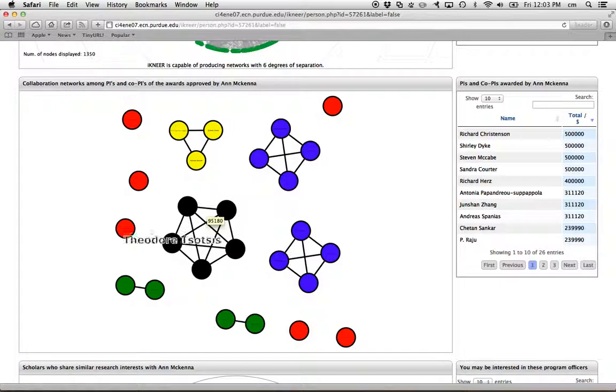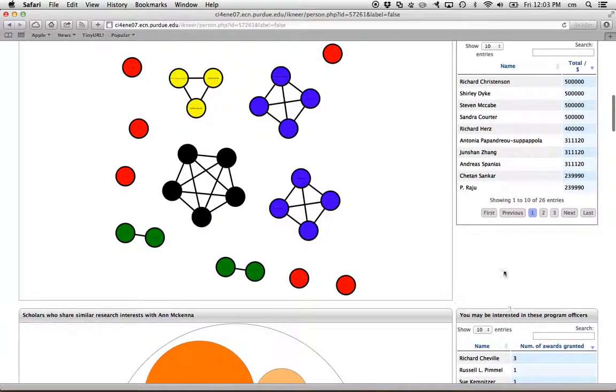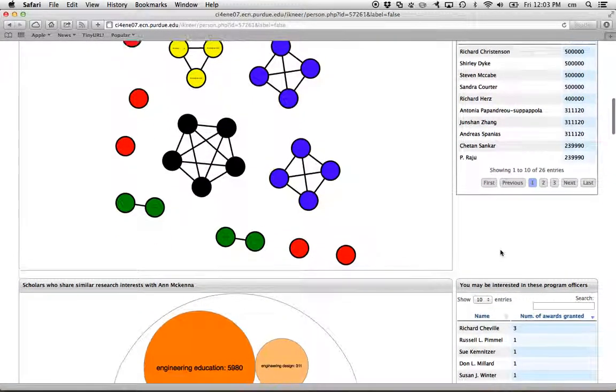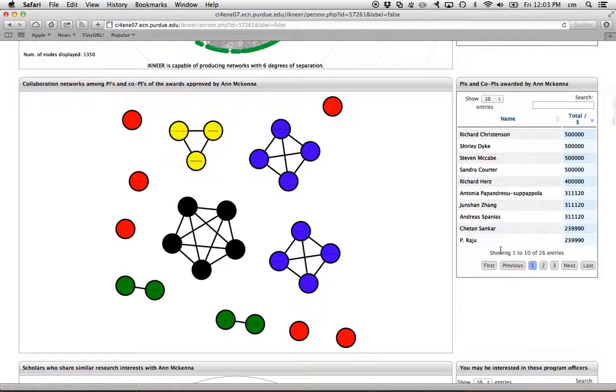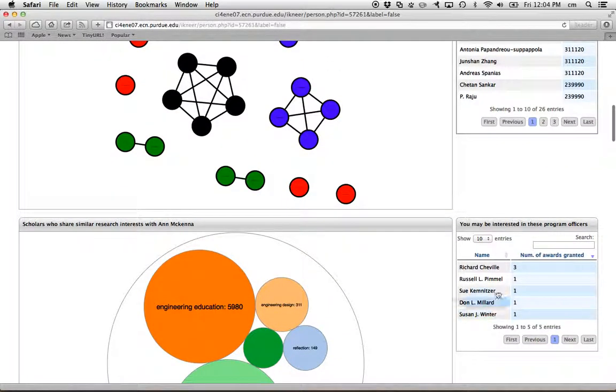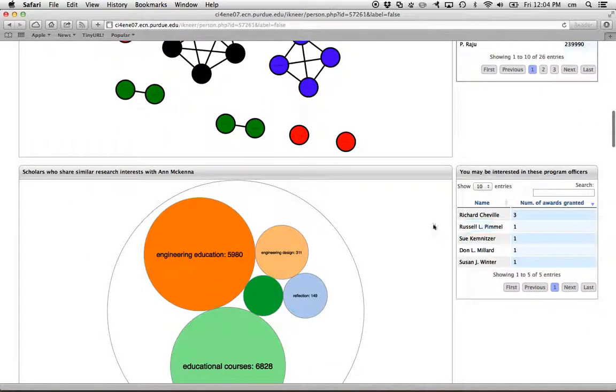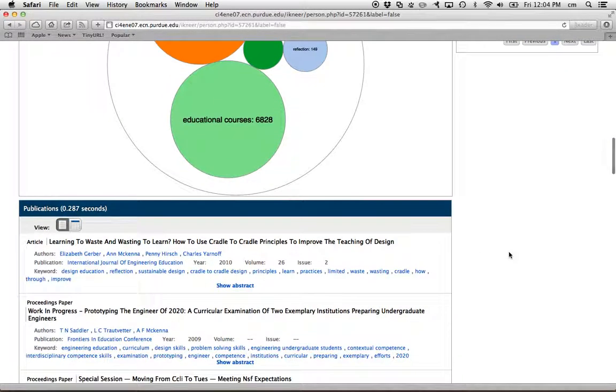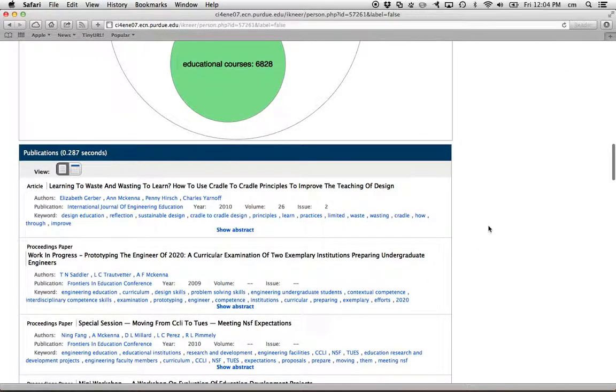You see these 5 cluster combinations come up very clearly, which means 1 PI and 4 co-PIs are allowed by the National Science Foundation. If you're interested in Anne's funding record, you might also be interested in all of these PIs and co-PIs. You may also be interested in program officers who are similar to what Anne's profile looked like when she was at NSF. And here are the research topics that Anne is most interested in, and here you can see a list of all her papers and so on.